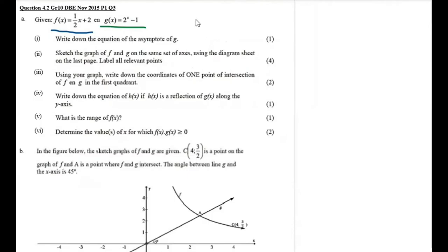Okay, please be aware there's a difference between 2 to the x and x squared. They are not the same thing. The x squared would be a parabola, but that one there is exponential. Are we all happy with that? Okay, it says write down the equation of the asymptote of G.